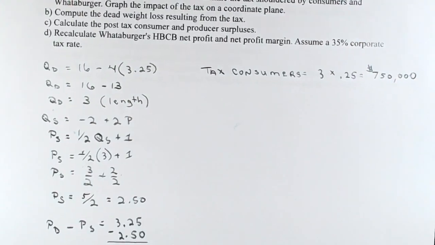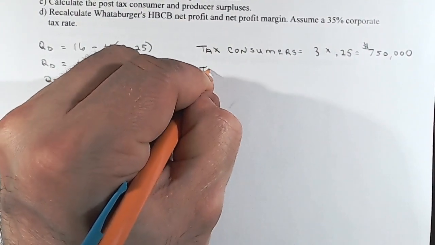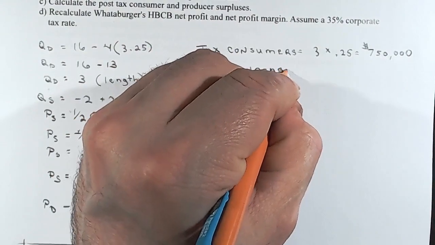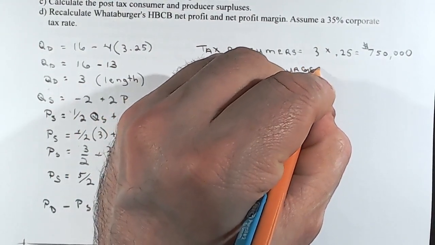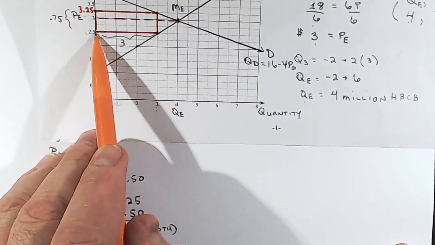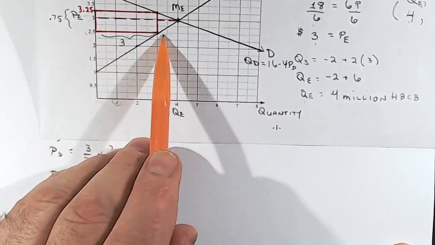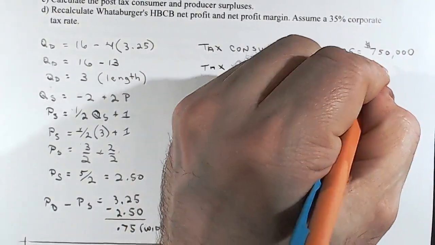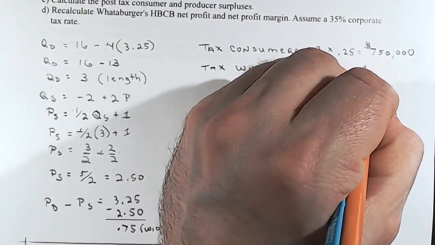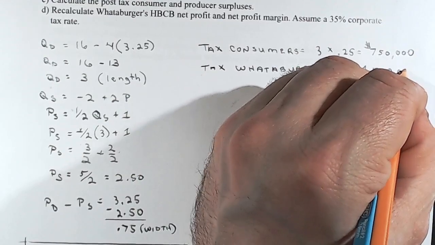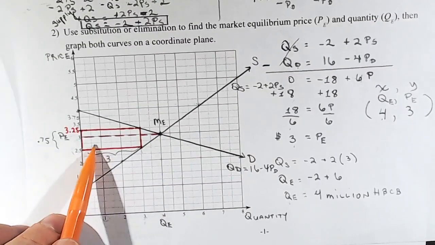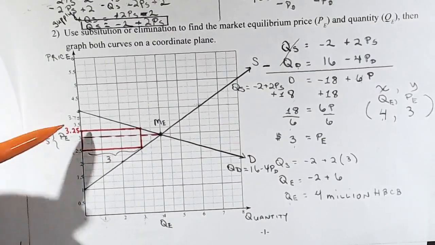Okay, that's a lot of money to be paying on the consumer side. How about the tax to the supplier, to Whataburger? Okay, well, again, I can look at this picture here. What's the distance between 3 and 2.5? Well, that's 0.5, and this is 3, so it's 3 times 0.5. Well, that's 3 divided by 2, which is just 1.5. So this is 1,500,000. Wow. Okay. And here we could have seen that the tax to the supplier was going to be greater because, look, the size of the box is bigger.